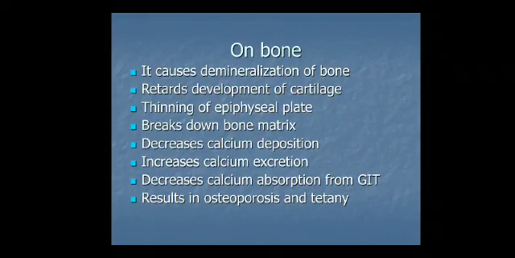It also impedes calcium absorption from the GIT. So what will happen? It makes the person hypocalcemic, because there will be more demineralization of the bone. Calcium will be removed from the bone and the excess calcium will be excreted in the urine. There will be less absorption of calcium from the GIT. All this results in hypocalcemia, and you can see osteoporosis.